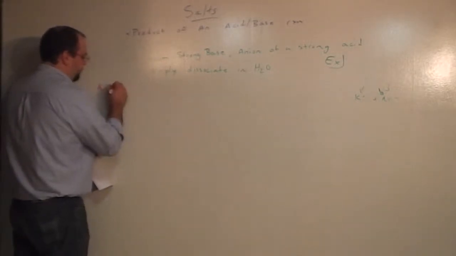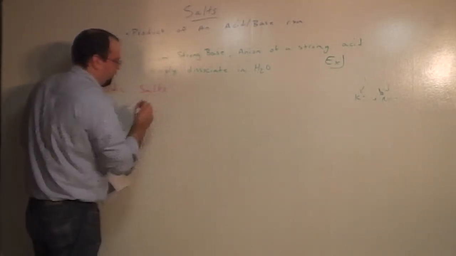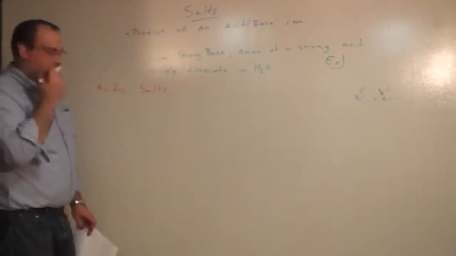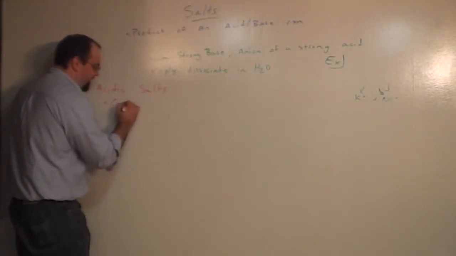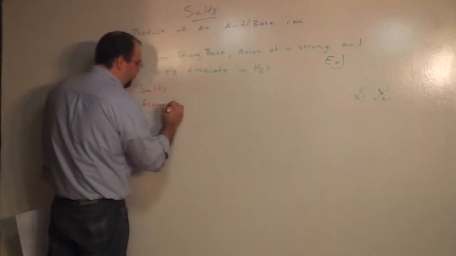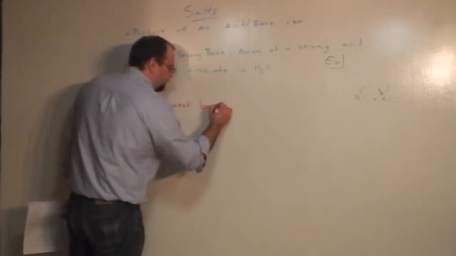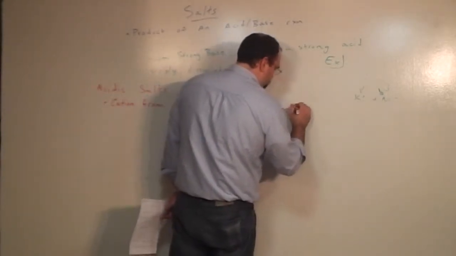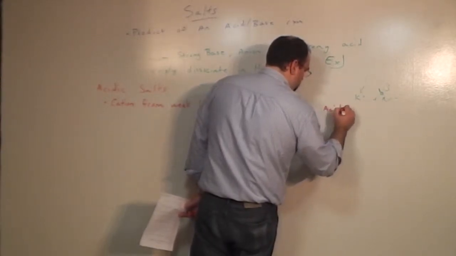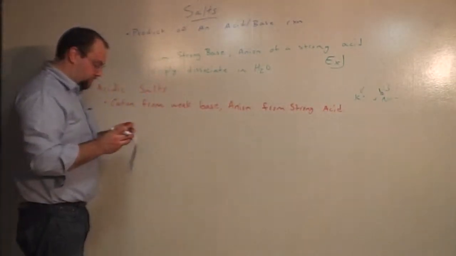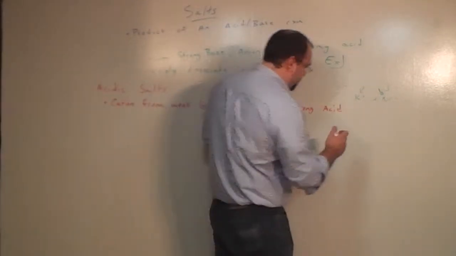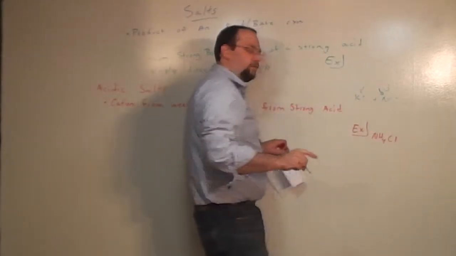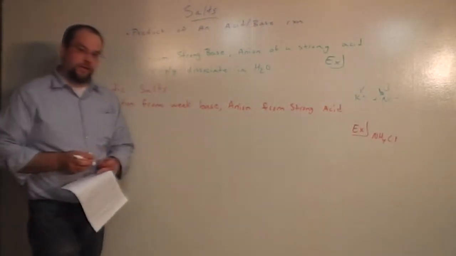Okay, so we're now down to acidic salts. It's the last one. Hopefully you've realized exactly what acidic salts are. The cation is from a weak base, and the anion is from a strong acid. Okay, hopefully that wasn't too much of a shocker for you. We're kind of getting there. So let's use NH4Cl as our example. So Cl is from hydrochloric acid, NH4 is from NH3 ammonia.